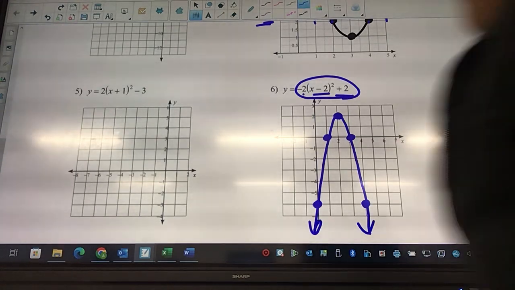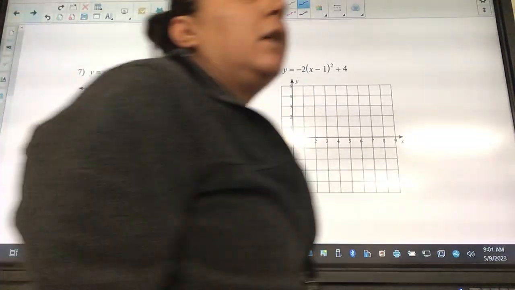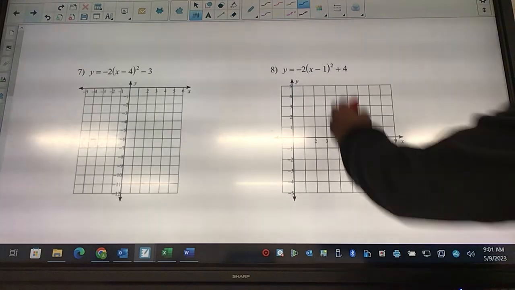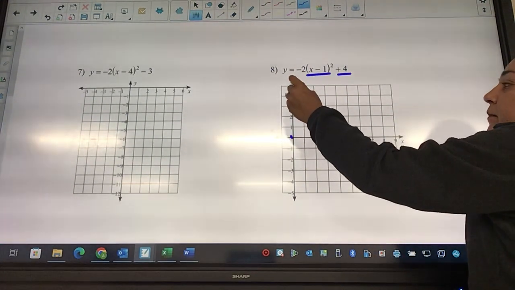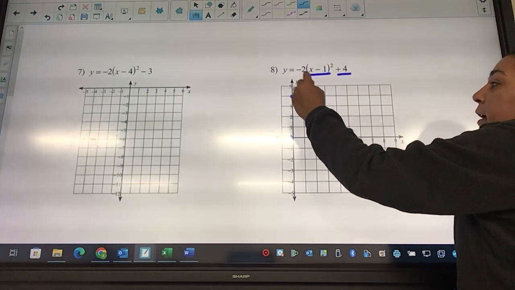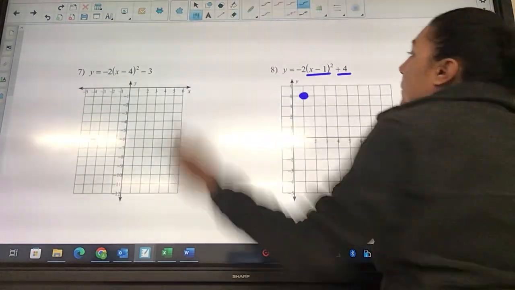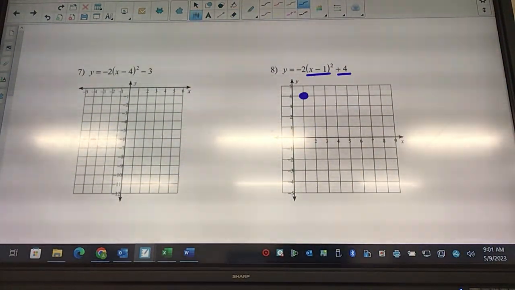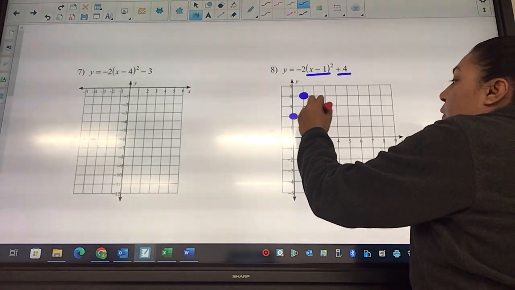Okay, look at number 8. Where are we starting? 0, 0. What does this plus 4 do? Up 4. Minus 1, right 1. That is called what? The vertex. Does this graph open up or down? It opens down with a slope of what? 2. We're going to go down 2 over 1.